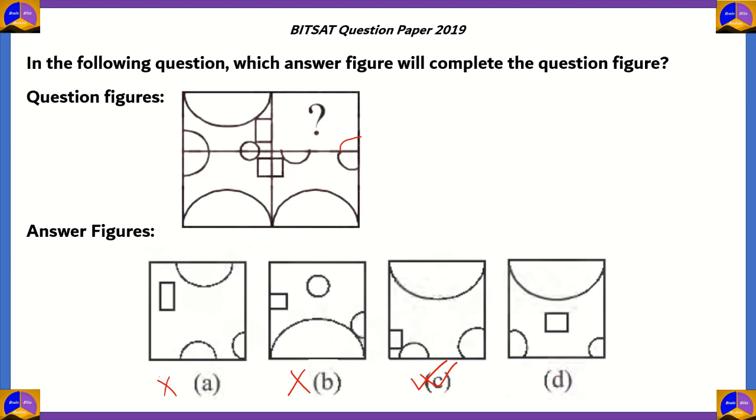In D, you can't find that circle being completed. You also can't find the rectangle being bisected, because the rectangle here is in the middle. So that means option D is incorrect. The correct answer is option C. The answer figure option C will complete the question figures given.